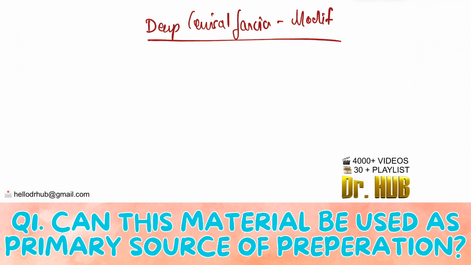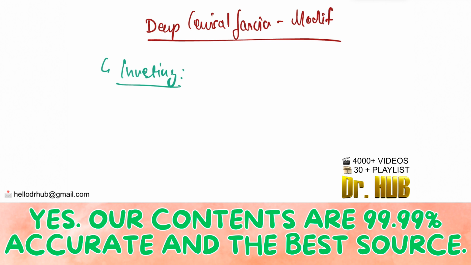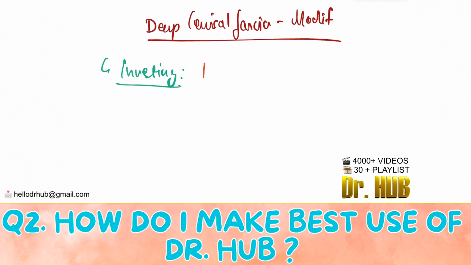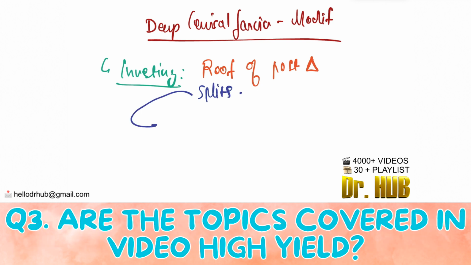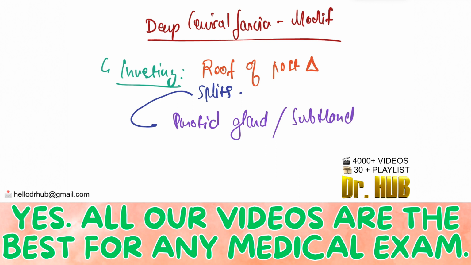Today we'll look at the deep cervical fascia, and its modifications. The deep fascia in the neck is condensed to form layers such as the investing layer. The investing layer forms the roof of the posterior triangle, and it splits to enclose the parotid gland as well as the submandibular gland.